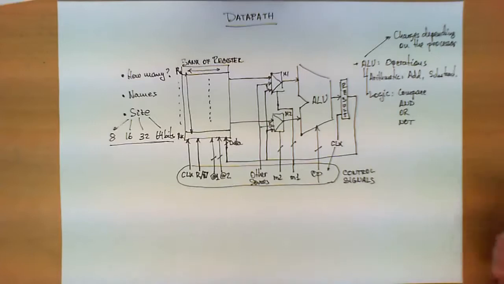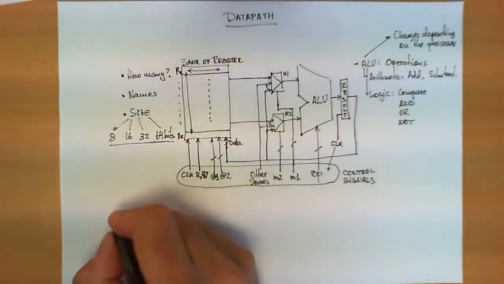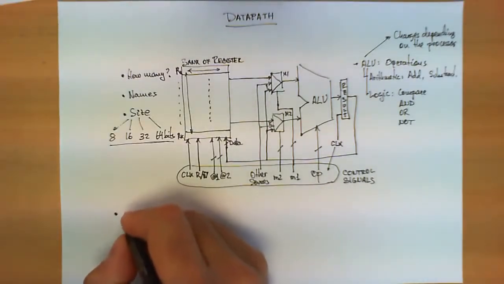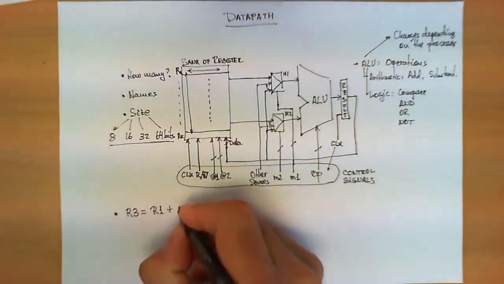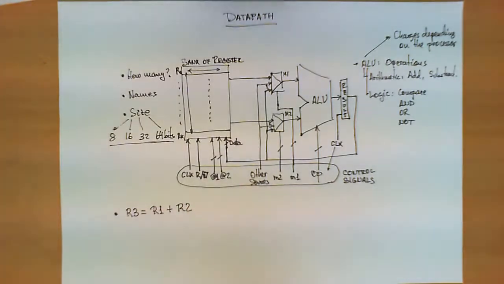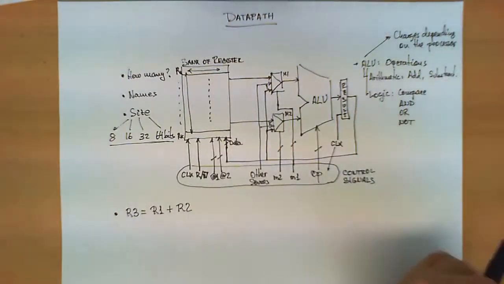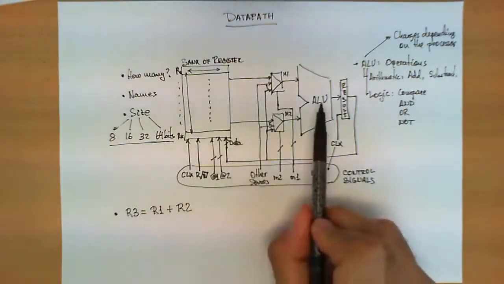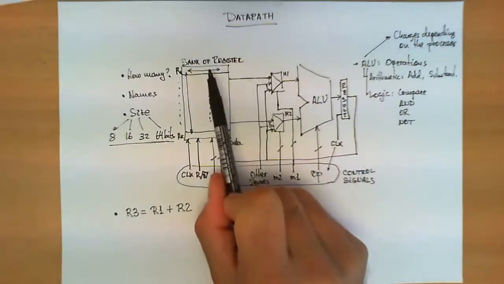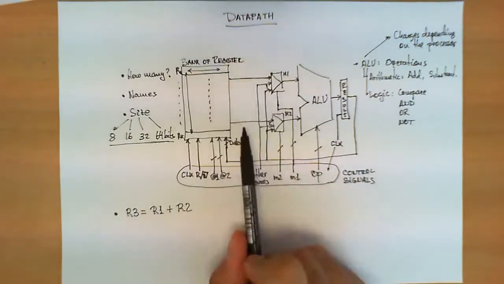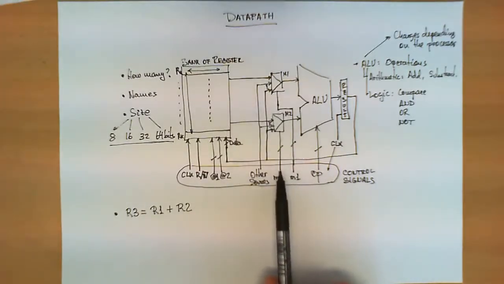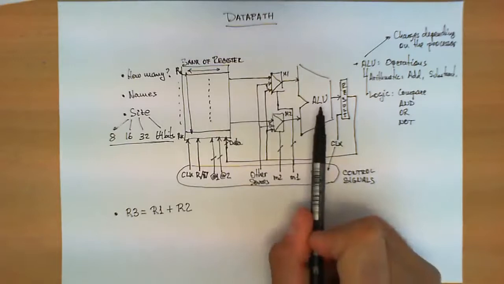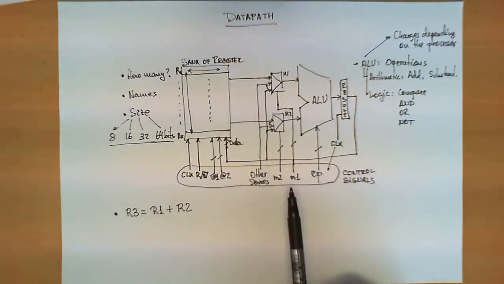Let's take two examples. Let's assume that we want to do the following operation. We want the register R3 to be equal to register R1 plus register R2. Let's see how this operation would be implemented in this data path. So the first observation is that in order to add these two values, the values of register R1 and R2 need to be read from the bank of registers, the appropriate signals be selected in these multiplexers, and the appropriate operation code be put in the control signal of the ALU.